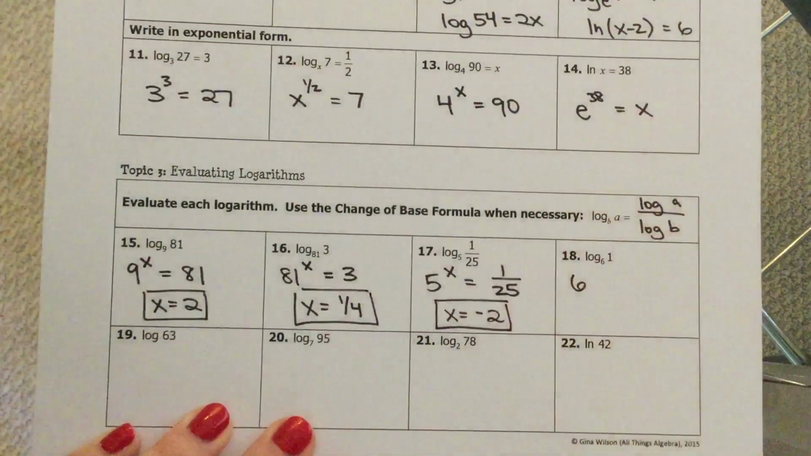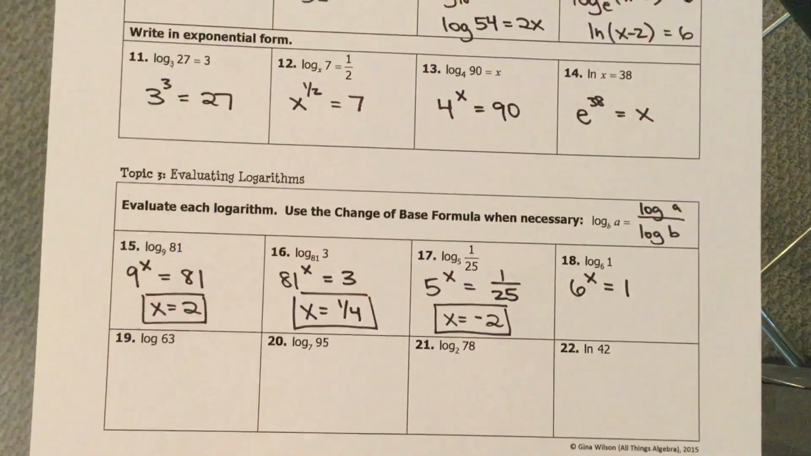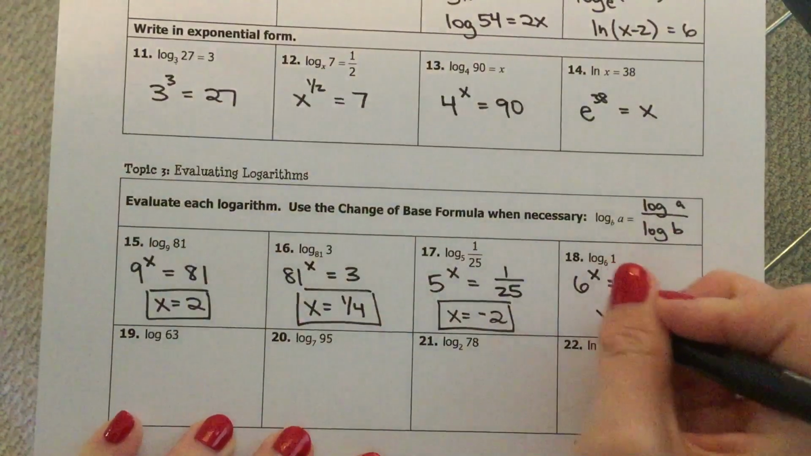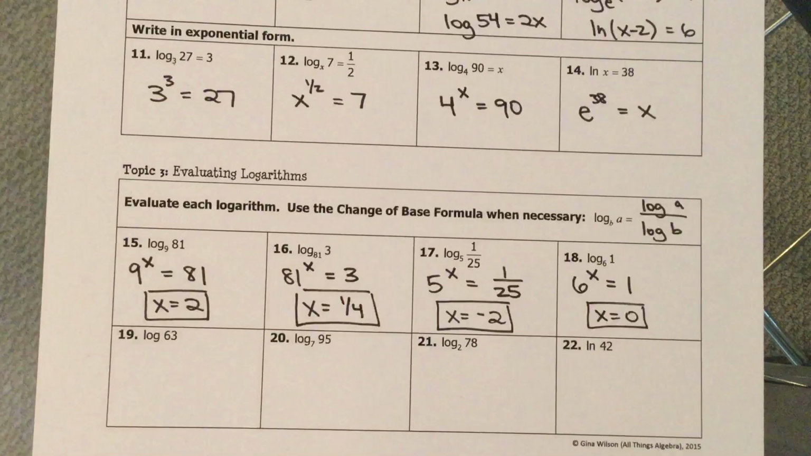Okay, this one, 6 is our base. We do not know the exponent. It's supposed to come out to equal 1. This is a pretty easy pattern. Anytime that it comes out equal to 1, remember your missing exponent is just a 0, because anything to the 0 power gives you 1.